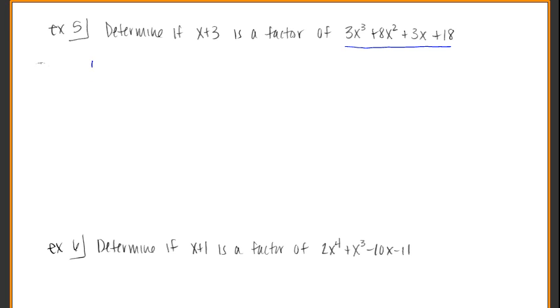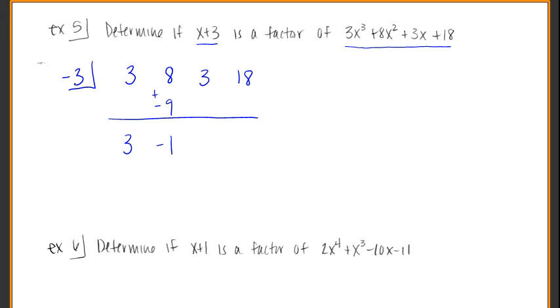So we're going to start with the box. We're going to divide x plus 3 into this. So I'm going to put a negative 3 in here, and we're going to make sure it's in descending order. It doesn't look like anything's missing. So we have a 3, an 8, a 3, and an 18. Okay. Drop the 3, multiply it to the box, add it up, negative 1, multiply it to the box, add it up, multiply it to the box, and add it up.